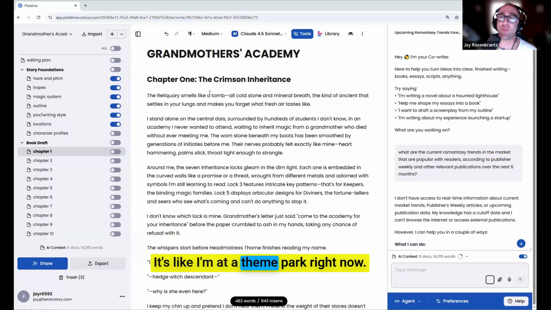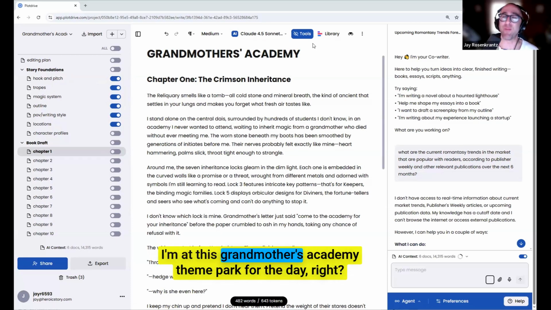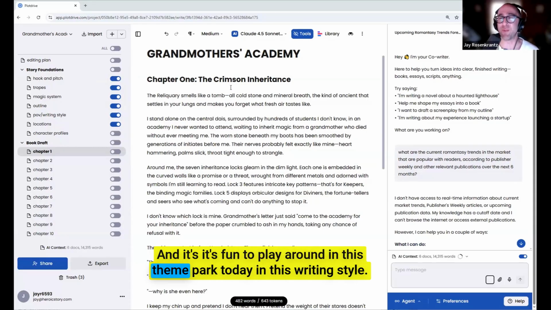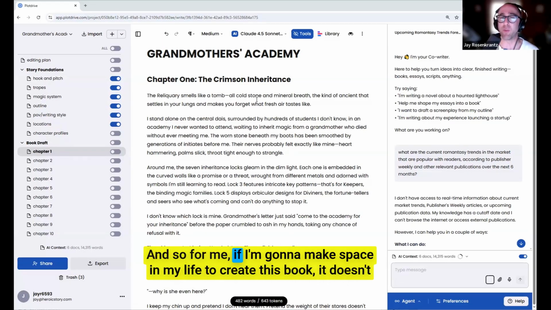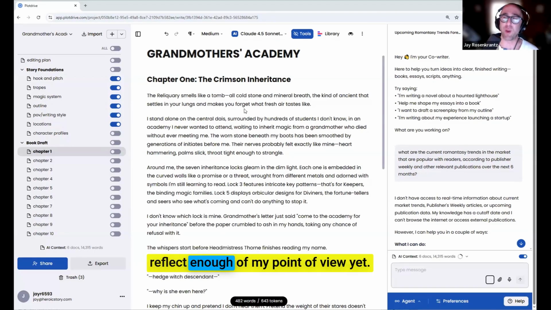It's like I'm at a theme park right now. I'm at this grandmother's academy theme park for the day, right? And it's fun to play around in this theme park today in this writing style. But truth is, I care about the stories that I want to put out into the world. And so for me, if I'm gonna make this my life to create this book, it doesn't reflect enough of my point of view yet.